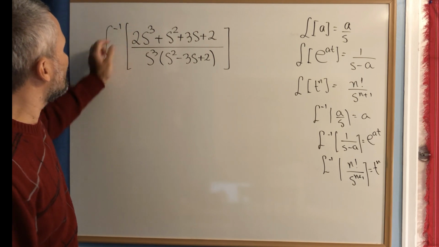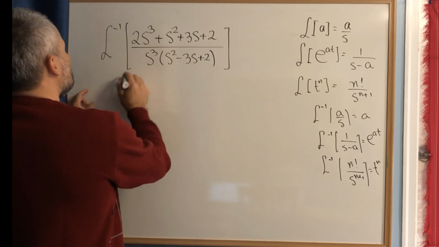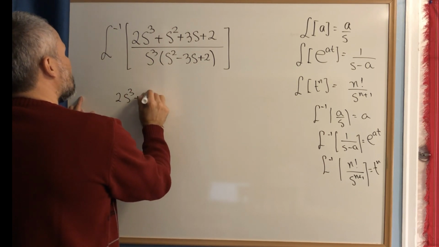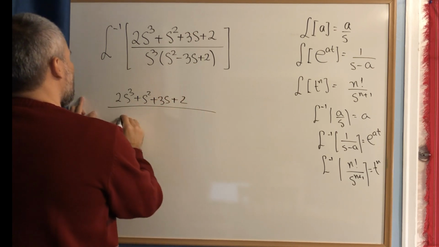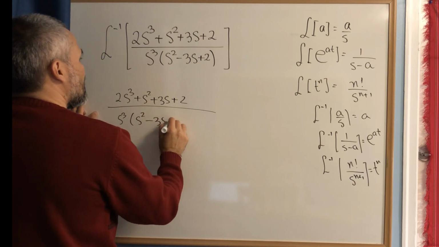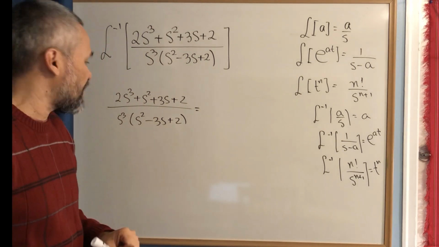The idea is to rewrite this expression, 2s cubed plus s squared plus 3s plus 2 over s cubed times s squared minus 3s plus 2. I'm going to rewrite it using partial fractions.